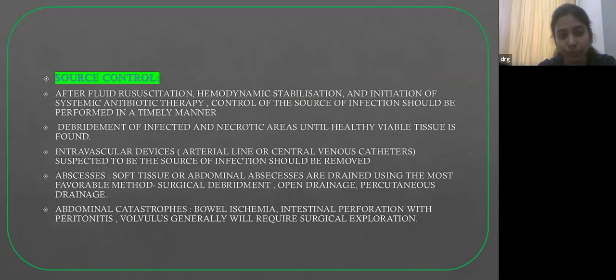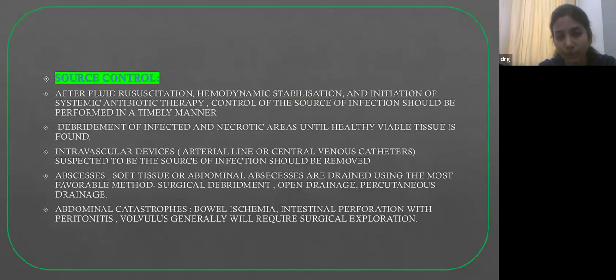Source control. After fluid resuscitation, hemodynamic stabilization, and initiation of systemic antibiotic therapy, control of the source of infection should be performed in a timely manner. Debridement of the infected and necrotic areas until healthy viable tissue is found. Intravascular devices such as arterial line or central venous catheter suspected to be the source of infection should be removed.